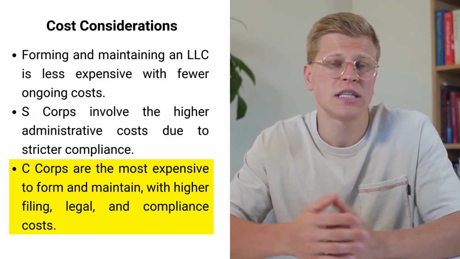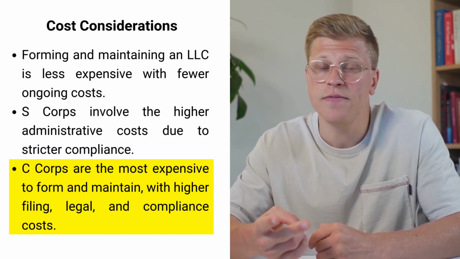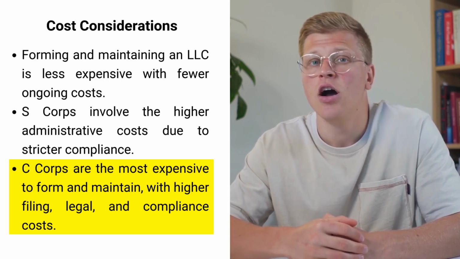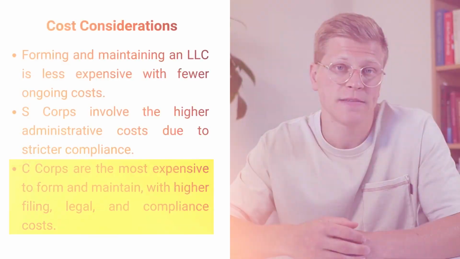C-Corps are the most expensive to form and maintain. The costs include filing fees, legal fees for drafting complex documents like articles of incorporation and bylaws, and ongoing compliance costs. These expenses can add up quickly, especially for larger companies with extensive regulatory and reporting obligations.